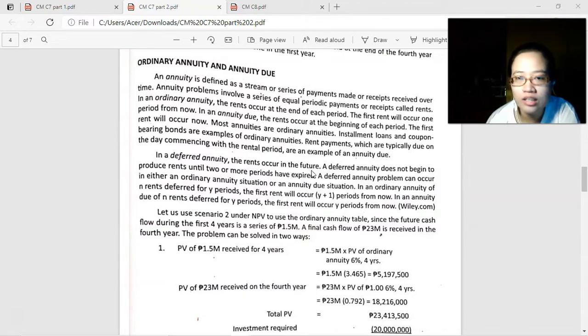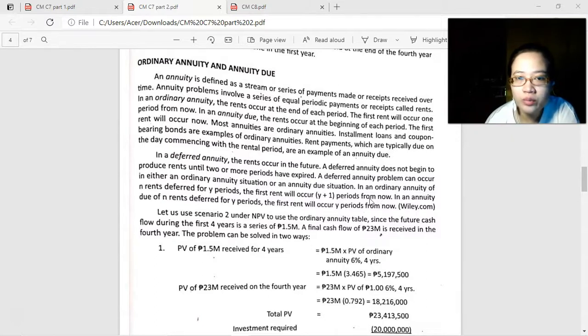A deferred annuity does not begin to produce rents until 2 or more periods have expired. A deferred annuity problem can occur in either an ordinary annuity or annuity due situation.